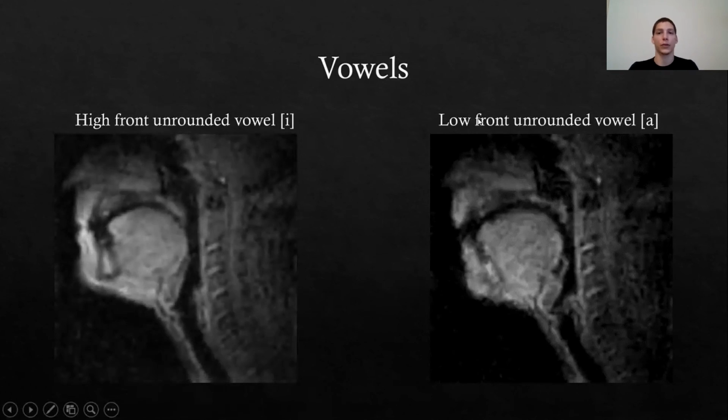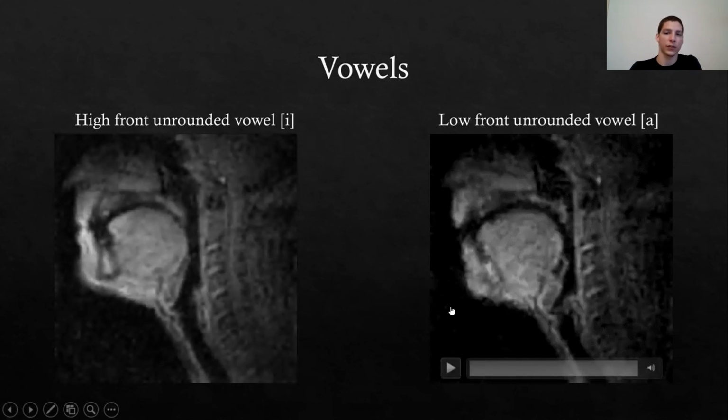And if we compare that to a low front vowel, we'll see that the tongue is still forward, but it's going to be much farther from the roof of the mouth.